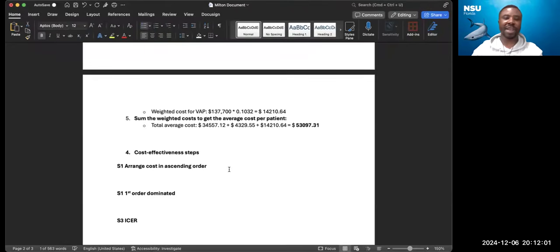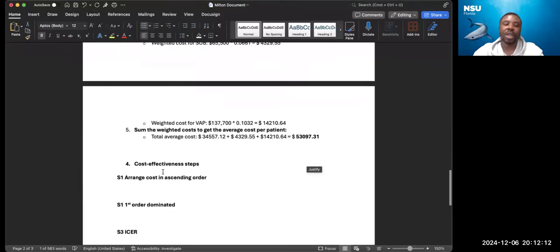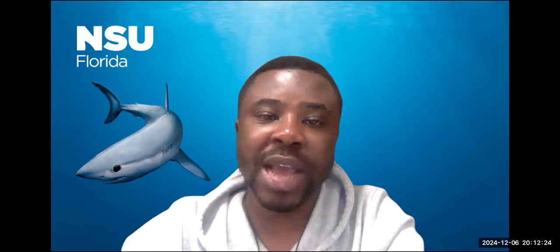Okay, so if you don't have any other questions, then let me see. After getting these numbers, what you need to do is the cost effectiveness steps. This is where you make your decision. So what we have to do is, first of all, arrange the costs in ascending order. So I'll go back to the article and then we'll continue and then we'll come back to that again.